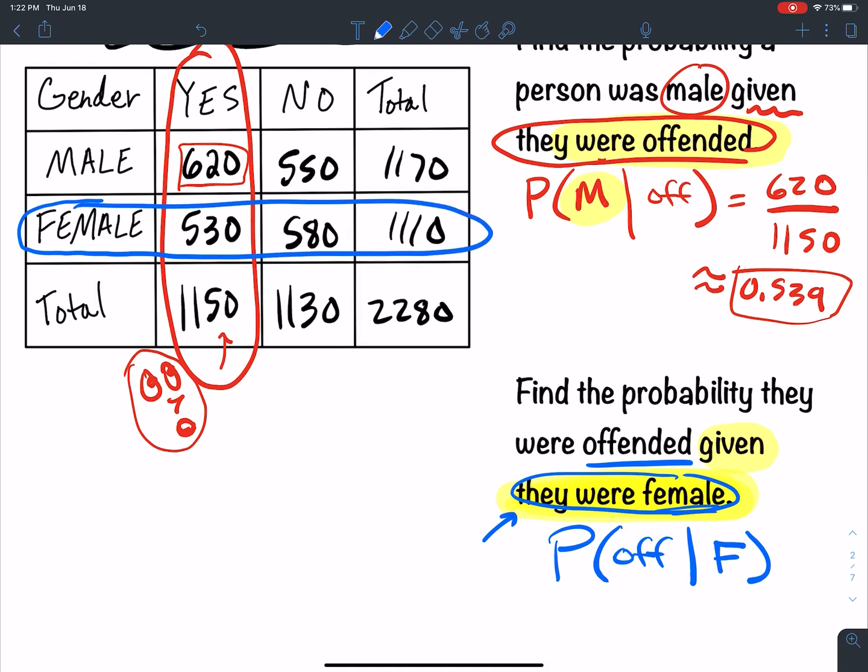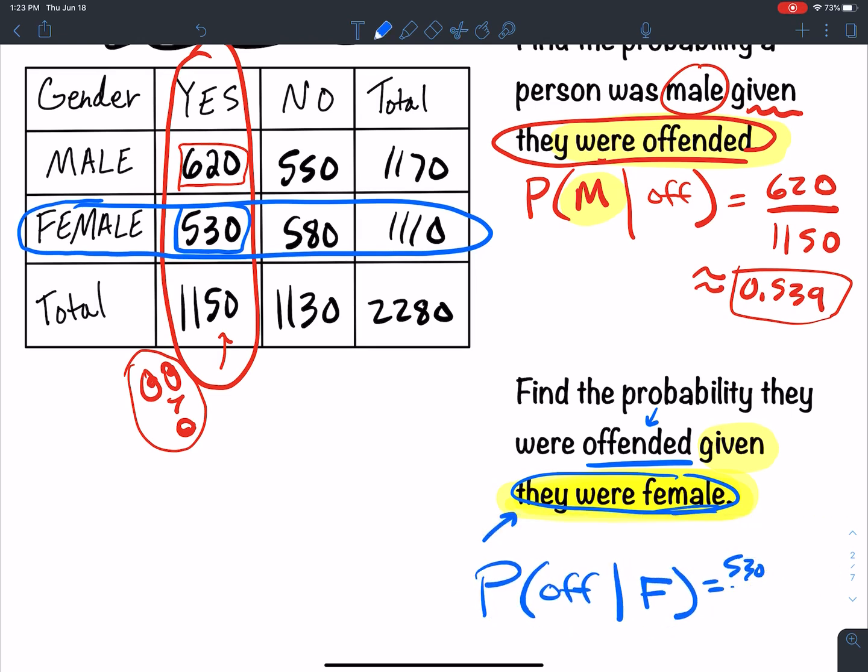And then who are the people that were offended? The people that were offended are the ones that said yes. So that's the 530. Okay, 530 over what? How many total females were there? 1,110. Okay, and if you do that in decimal form, it should be like 0.477 approximately.